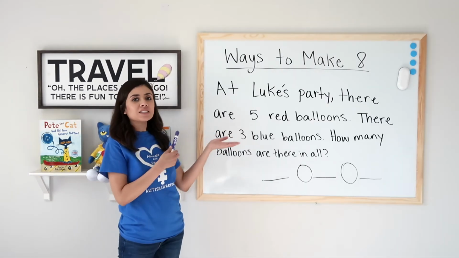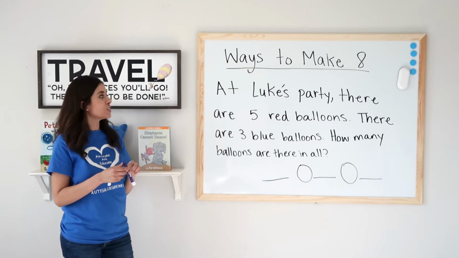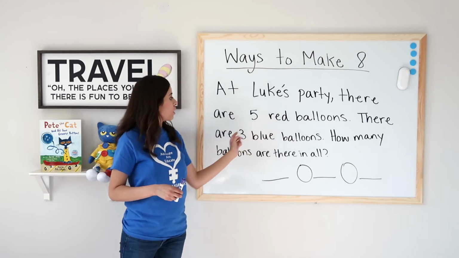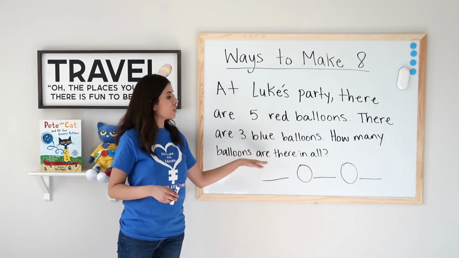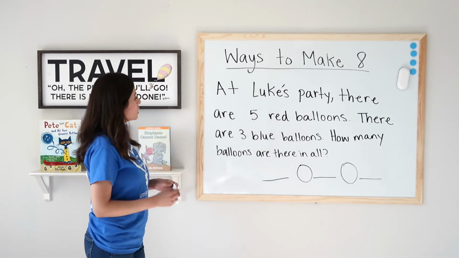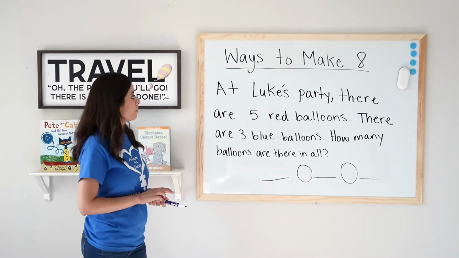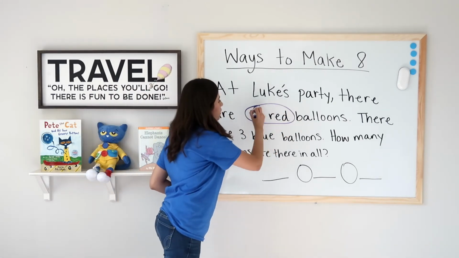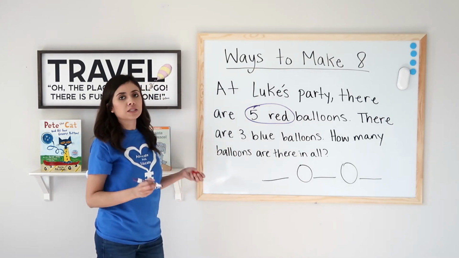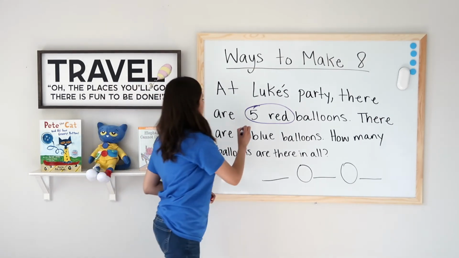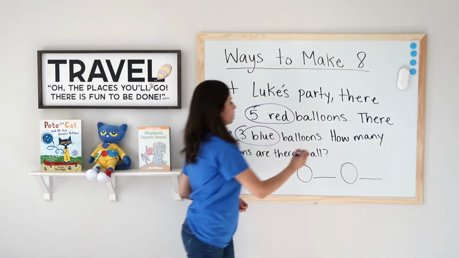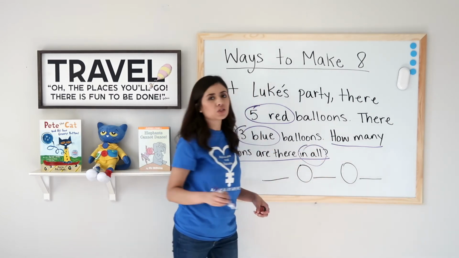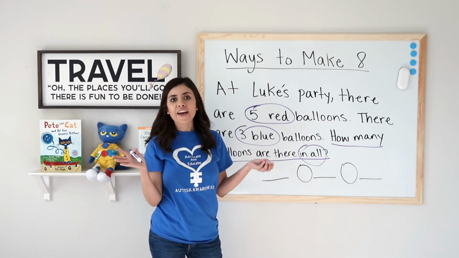Nice. Now time for some fun word problems. Okay, so it says, at Luke's party, there are 5 red balloons. There are 3 blue balloons. How many balloons are there in all? So I'm going to start by circling what I already know, right? I know that there are how many red balloons? 5. Good. 5 red. There are 3 blue balloons. How many blue balloons? 3. Good. I want to know how many balloons are there in all. And in all means to add. Awesome.